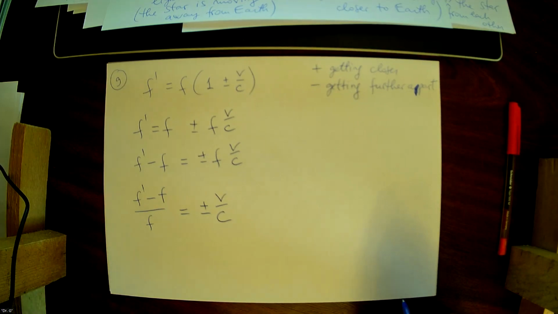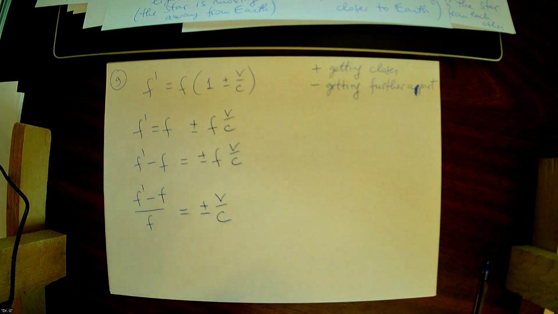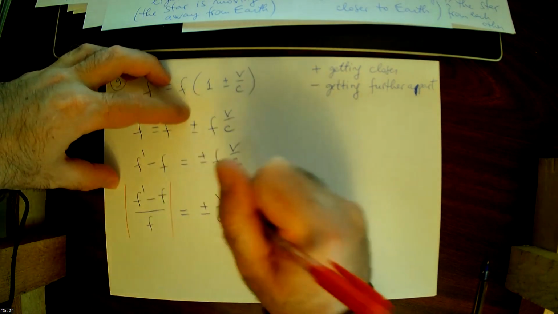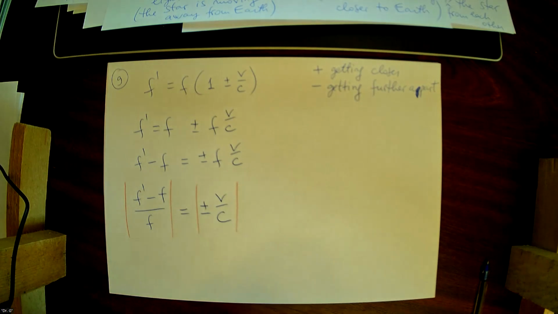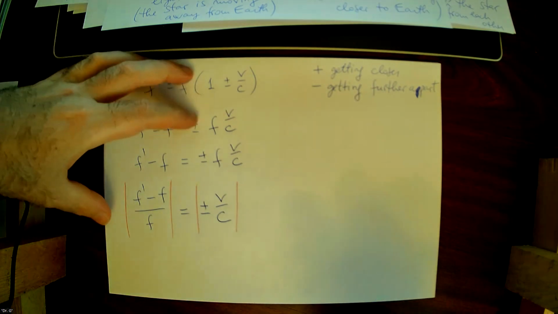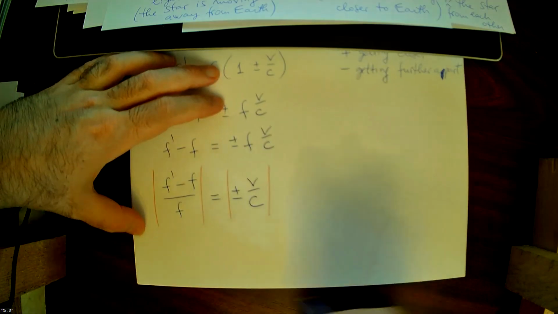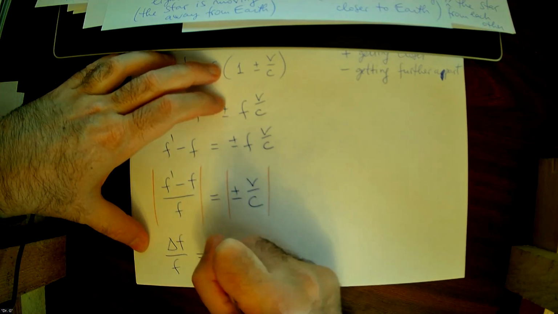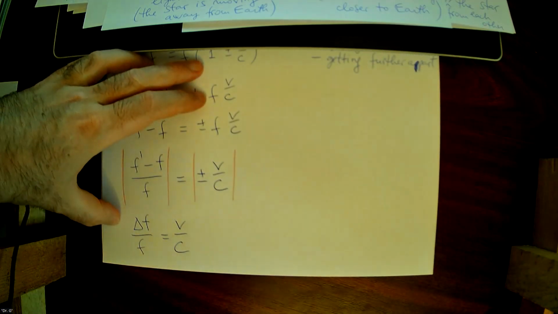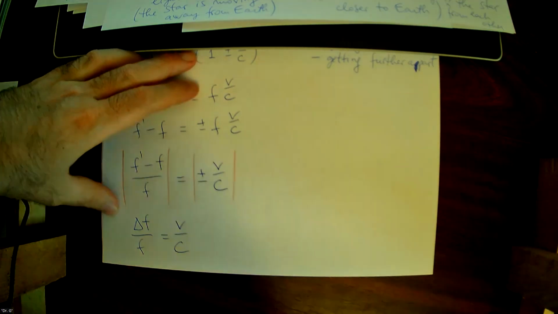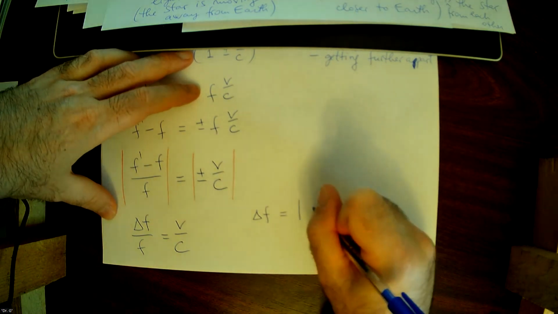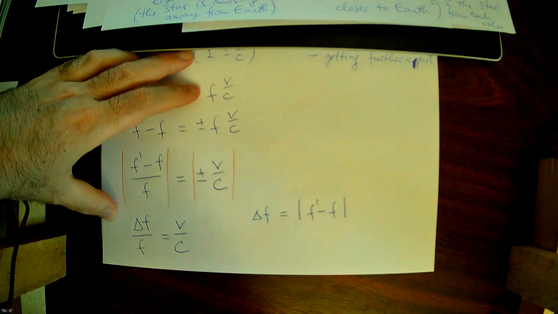Okay, and now I take the absolute value on both sides, and as a result, I end up with the formula in the book. Delta f over f is equal to v over c, where of course I have to remember that delta f is the absolute value of f prime minus f.